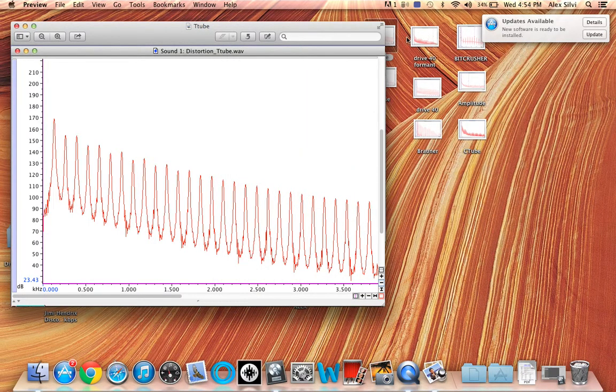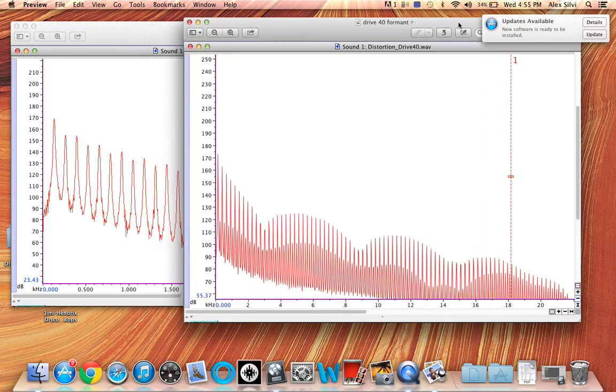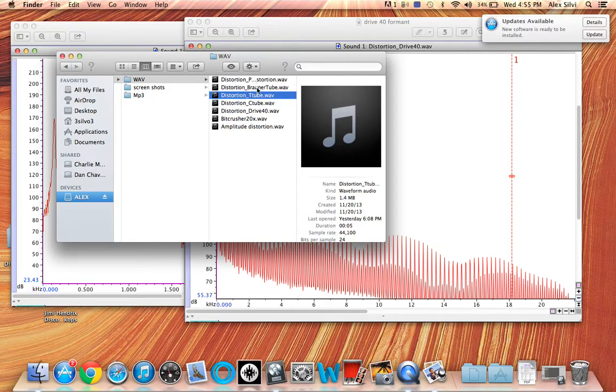The next ones we'll show you will have the odd harmonics. The first one is the drive. So this is what the drive looks like. I'll show you what it sounds like. Sounds great.